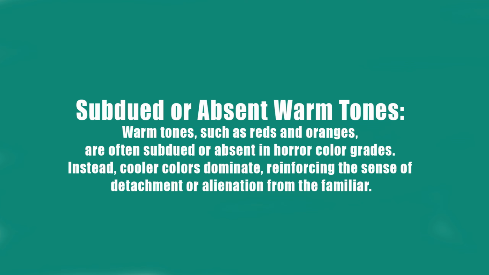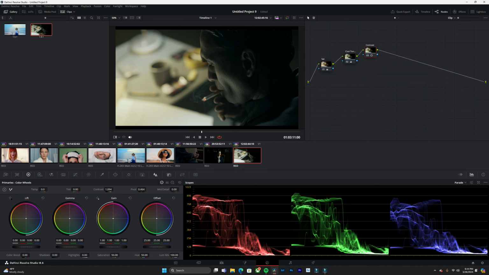Subdued or absent warm tones. Warm tones, such as reds and oranges, are often subdued or absent in horror color grades. Instead, cooler colors dominate, reinforcing the sense of detachment or alienation from the familiar. We'll add another node, and we'll name this one Subdued Colors.